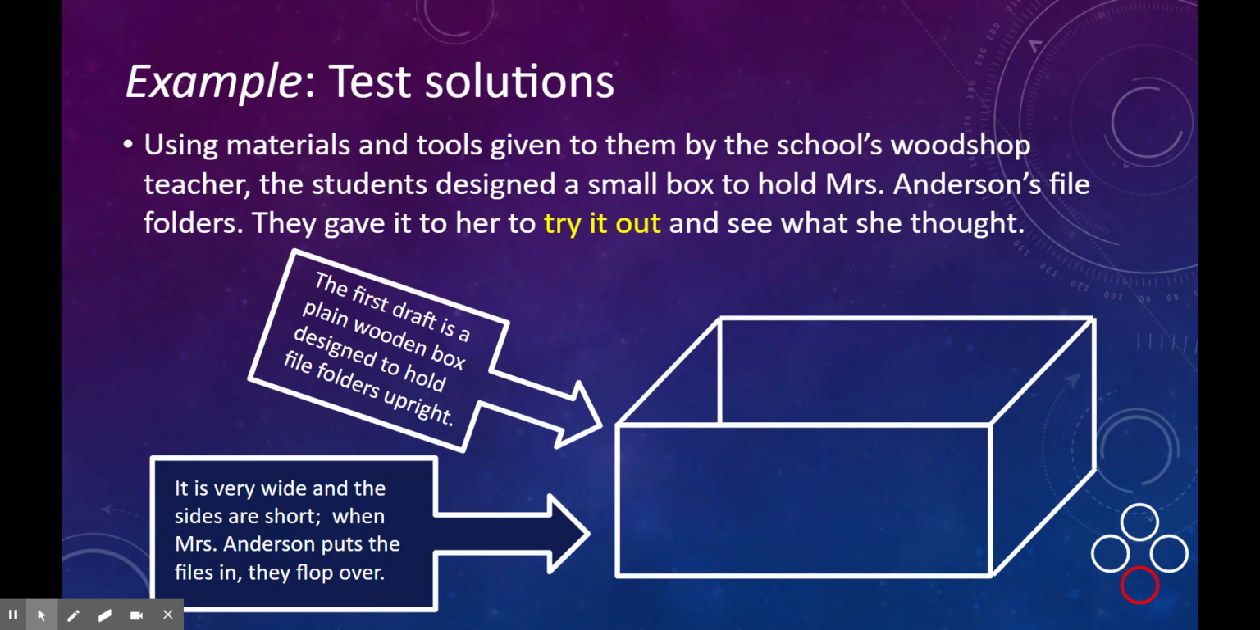So back to our example. Using materials and tools given them by their school's woodshop teacher, the students designed a small box to hold Miss Anderson's file folders. They gave it to her to try out and see what she thought, so they're going to test it. The first draft is a plain wooden box designed to hold file folders upright. It's very wide and the sides are short, so when Miss Anderson puts the files in, they flop over.